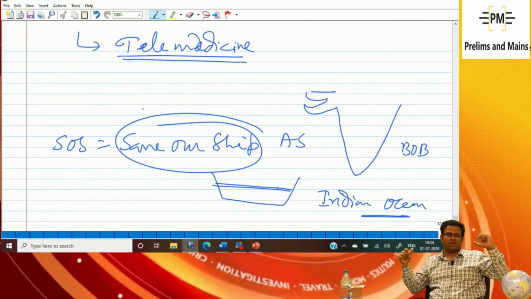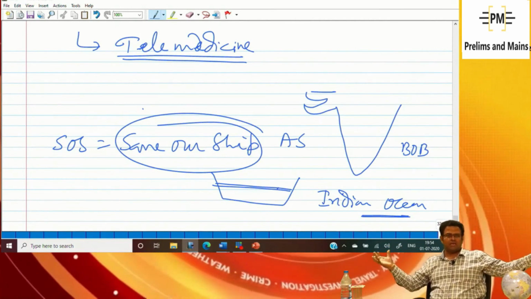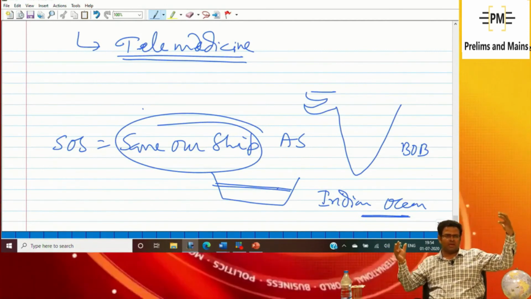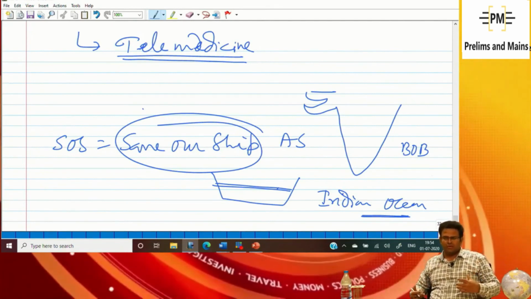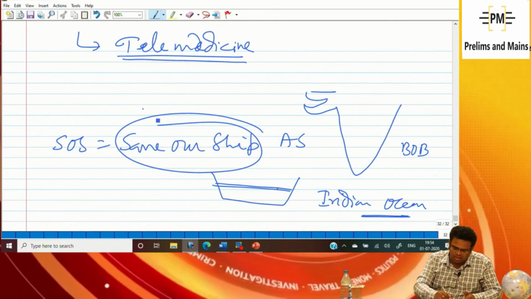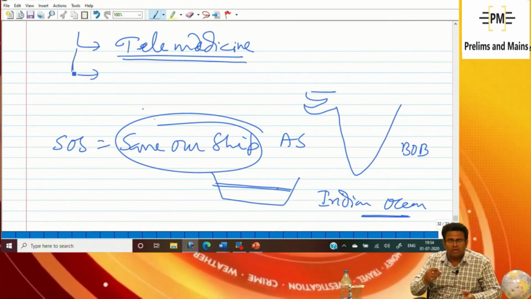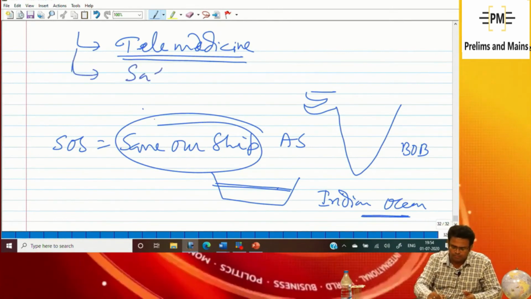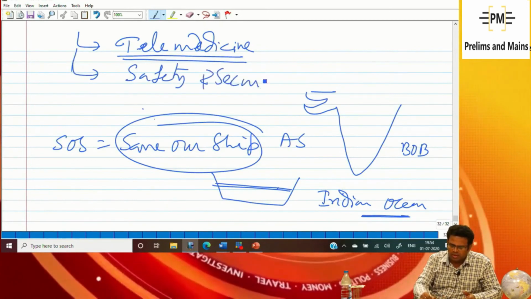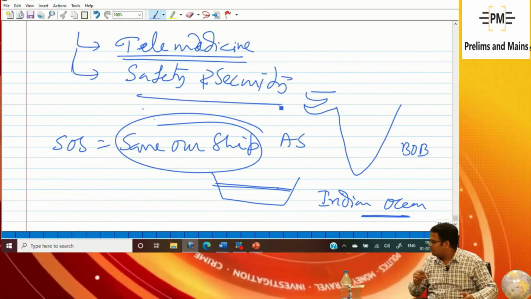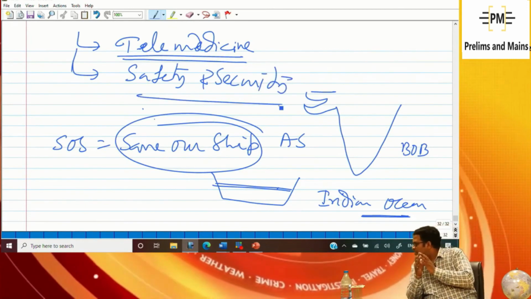Yes or not? They have this device to receive it. They have an antenna to receive the signal. So they will come to know, then directly they will reach that ship and try to save it. So it is working for safety and security.